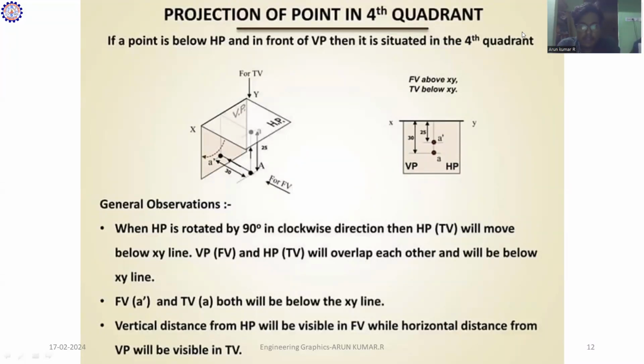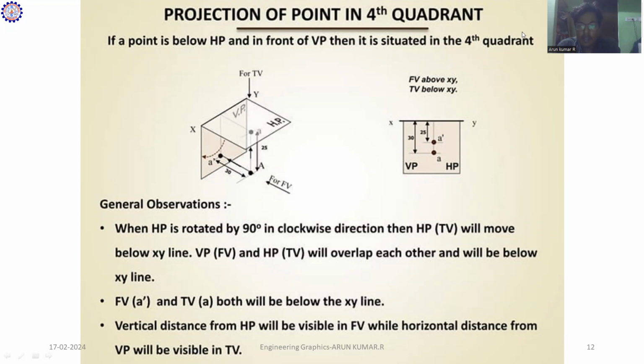Good morning. In this lecture series, we see about projection of points in the fourth quadrant. Already we have seen the first quadrant, second quadrant, and third quadrant. Similarly, we see about the fourth quadrant. If the point is below HP and in front of VP, then it is situated in the fourth quadrant.